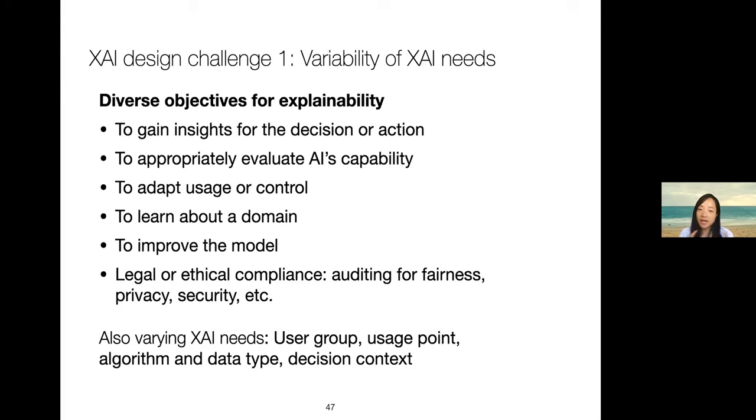Users will ask different kinds of questions for different applications and different usage points. One fundamental reason is that people are seeking explanation for different objectives. Explanation is to support understanding, but understanding itself is rarely the end goal. We summarize in the paper a list of common end goals people seek explanation for, including to gain insights for the decision, to appropriately evaluate AI's capability, to adapt usage or control, learn about the domain, improve the model, and there's also legal and ethical compliance.